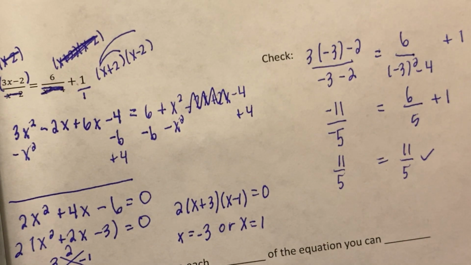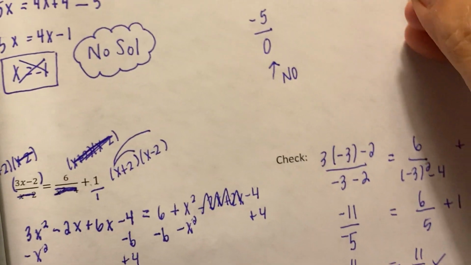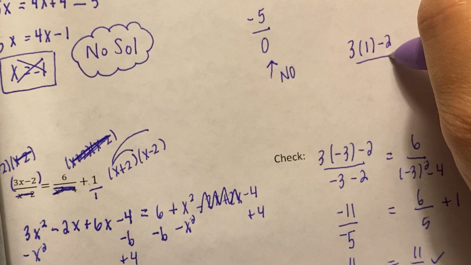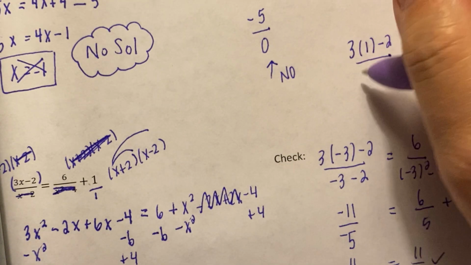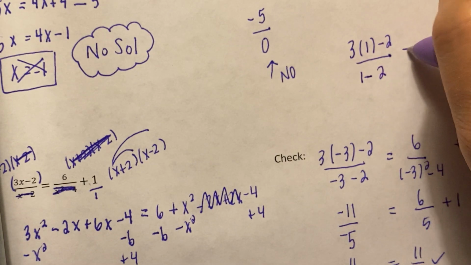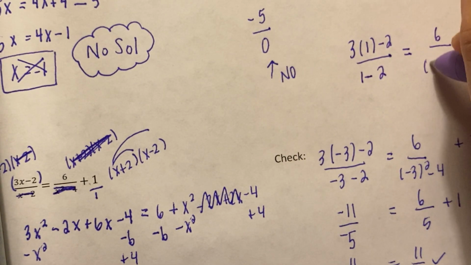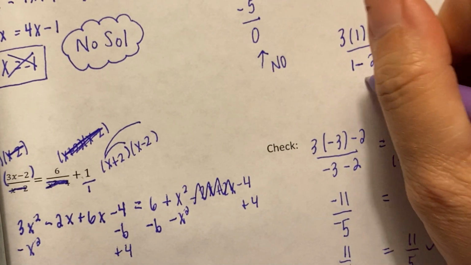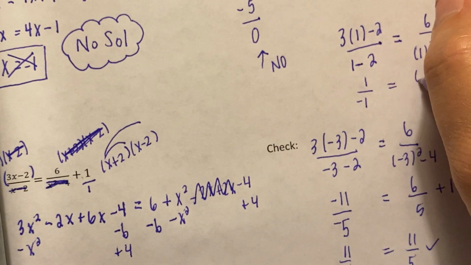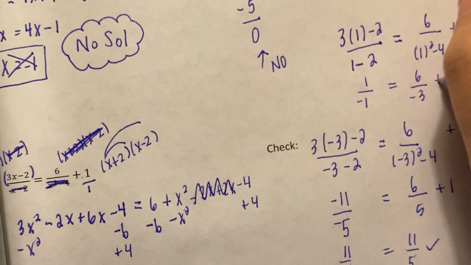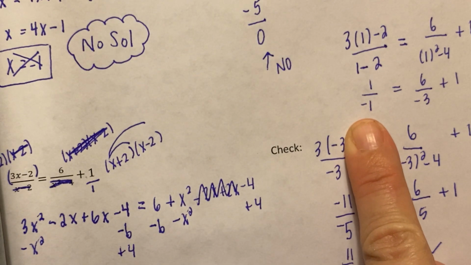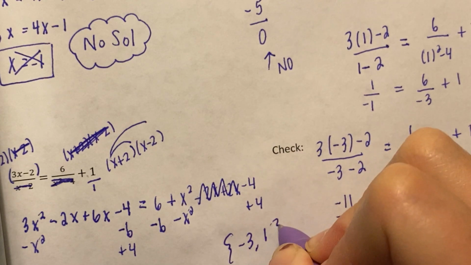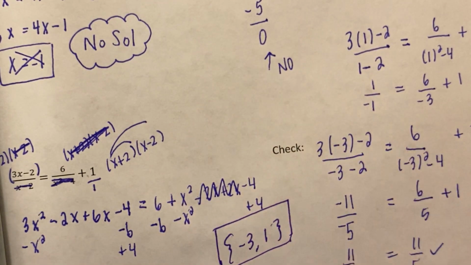Okay, and then you got to check your 1. So since I'm kind of running out of room, I'm going to go just right up above here. So 3 times 1 minus 2 over, what was our, 1 minus 2, right? Equals 6 over 1 squared minus 4 plus 1. So this is 3 minus 2, just 1 over negative 1 equal 6 over, what is that, negative 3 plus 1. So does negative 1 equal negative 2 plus 1? Yes, it does. So both of these actually work. So negative 3 and 1 are both solutions.